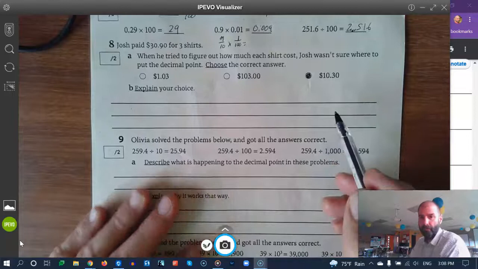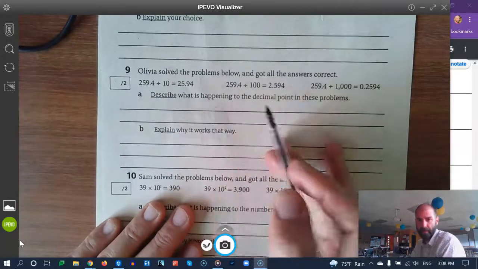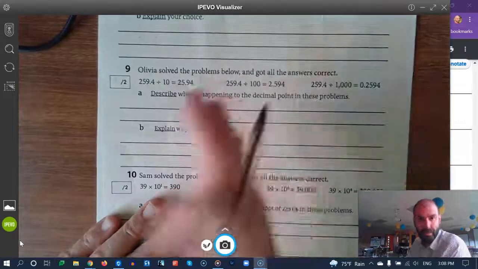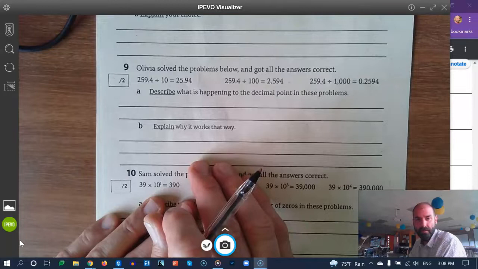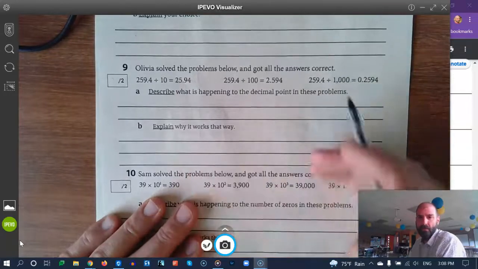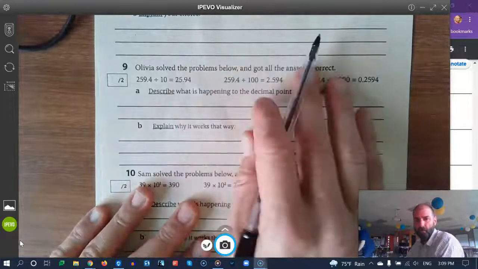So something like that. Olivia solved the problems below and got all the answers correct. Describe what is happening to the decimal point. The decimal point stays the same. It's always between the ones and the tenths, always. So you can talk about it, looks like it's moving, but it's not. The digits themselves are moving, okay?